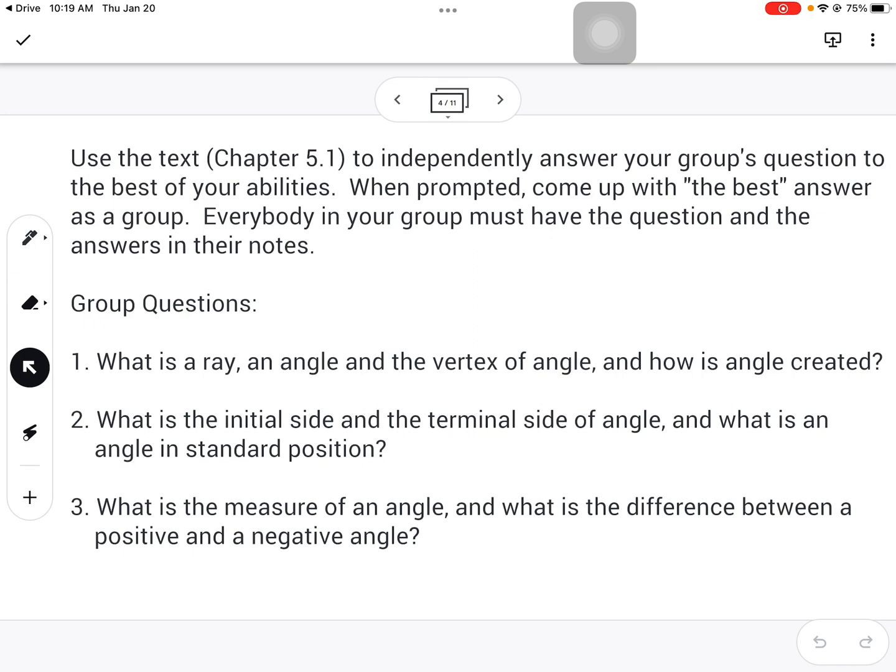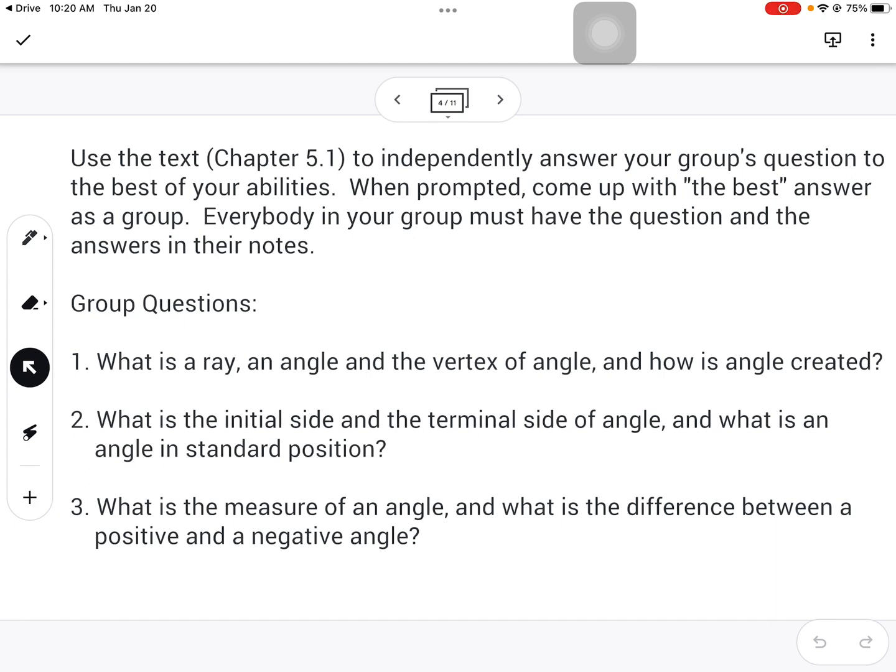All right, today we're going to talk about these three questions. So hopefully we've gone through our textbook, which is chapter 5.1, and we looked at answering these questions. The first question is, what is a ray, an angle, and the vertex of an angle, and how is an angle created? The second question is, what is the initial side and the terminal side of an angle, and what is an angle in standard position? Lastly, the third question, what is the measure of an angle and what's the difference between a positive and a negative angle? All right, we're going to talk about all three of these questions.